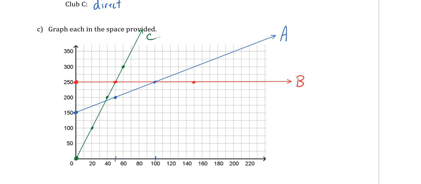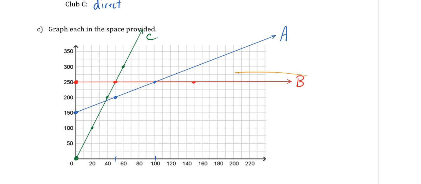So there we go. We've got A, B, C. We've got our 3 graphs. We see one is direct variation because it has no initial fee. That means it goes through 0 down here, and the other 2 are partial. They do not go through 0. They start up there somewhere else. And A starts at 150 and goes up, and B starts at 250 and it's always 250.